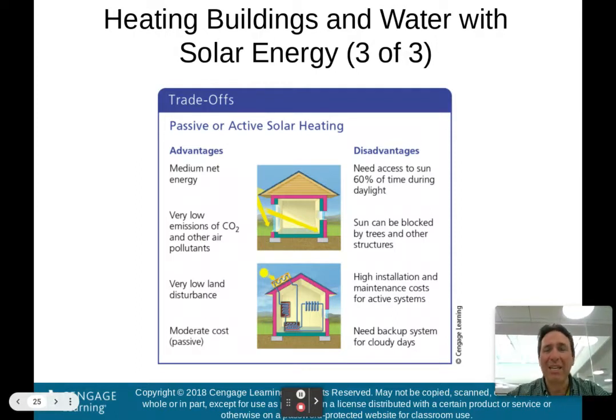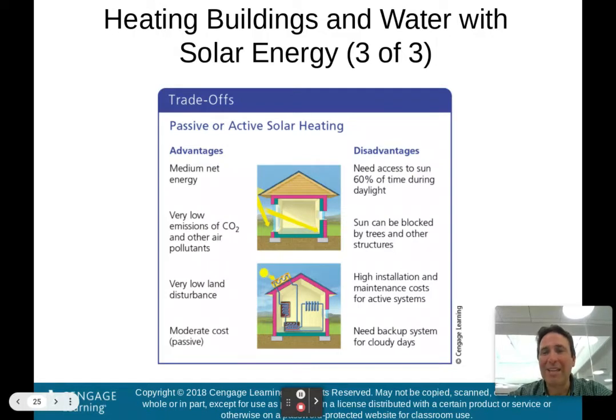Advantages: it has a medium net energy, very low emissions of carbon dioxide and other air pollutants, very low land disturbance, and a moderate cost, especially for the passive. The active might be a little more expensive. Disadvantages: you need access to the sun 60% of the time during daylight, so this isn't going to work in an area where you have a lot of clouds throughout the year, or if your home is blocked by trees, this could be a problem. Sun can be blocked by trees and other structures.